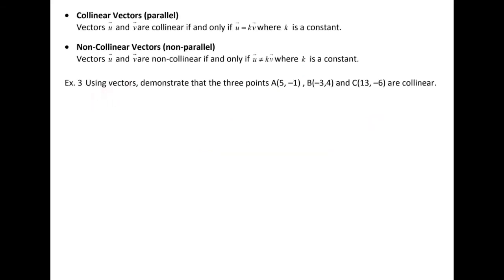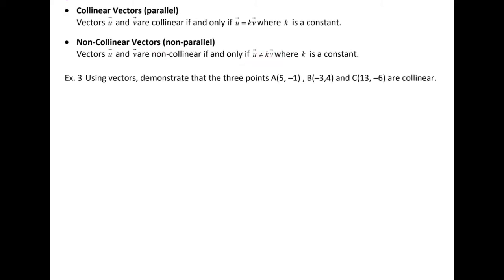Example 3. Using vectors, demonstrate that the 3 points A, B, and C are collinear. Co means together. Linear means straight line. Collinear means they lie on the same straight line. Collinear vectors means they are parallel. That means one vector can be written as a scalar multiple of another vector. On the other hand, non-collinear vectors are vectors that cannot be written as a scalar multiplication of one another.